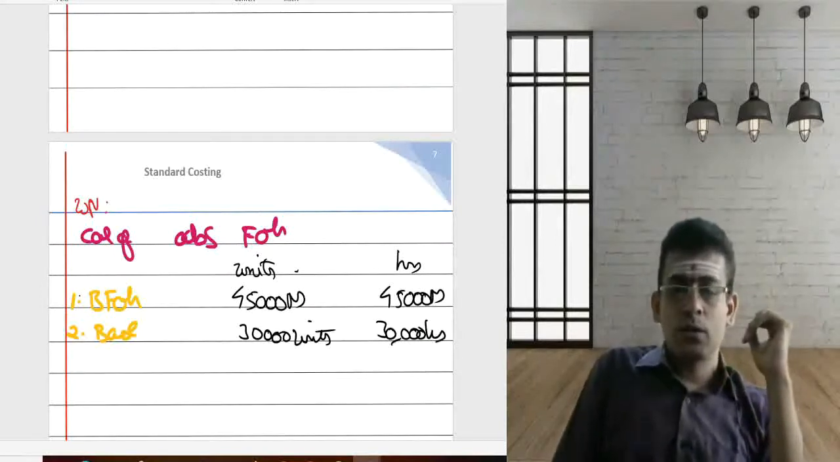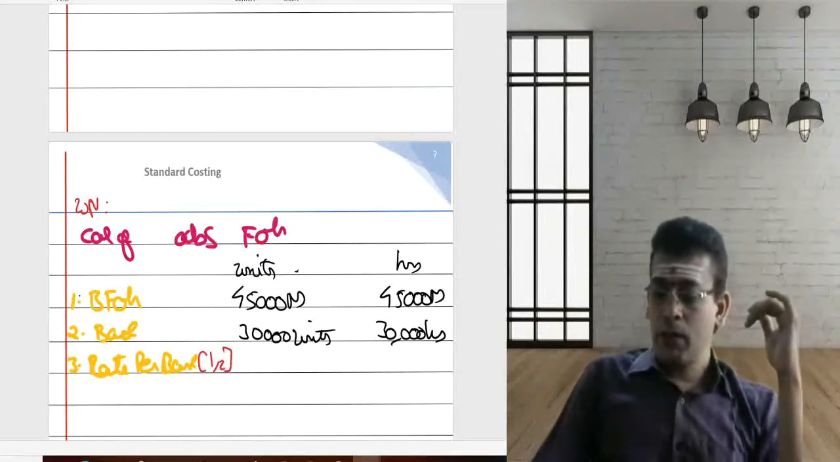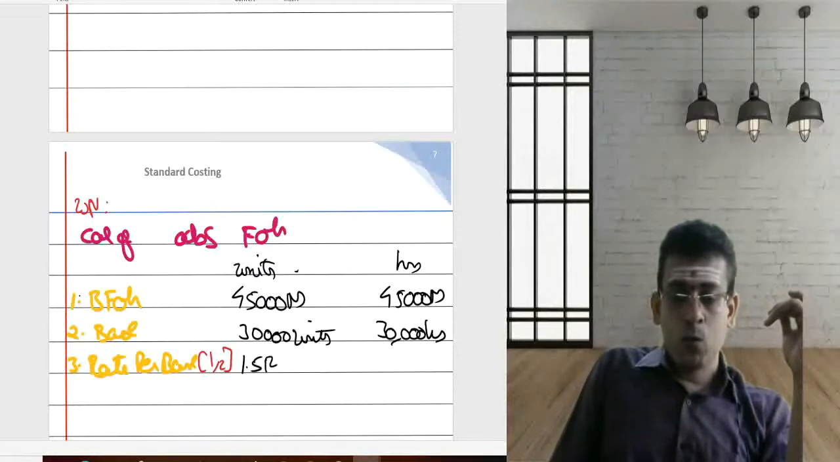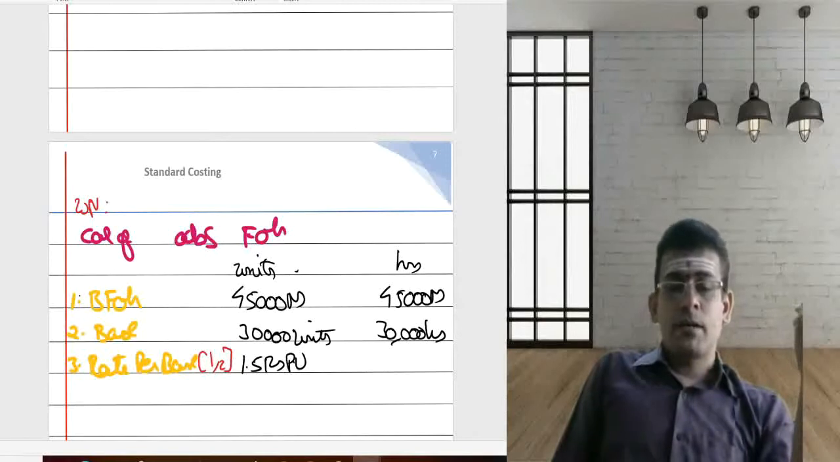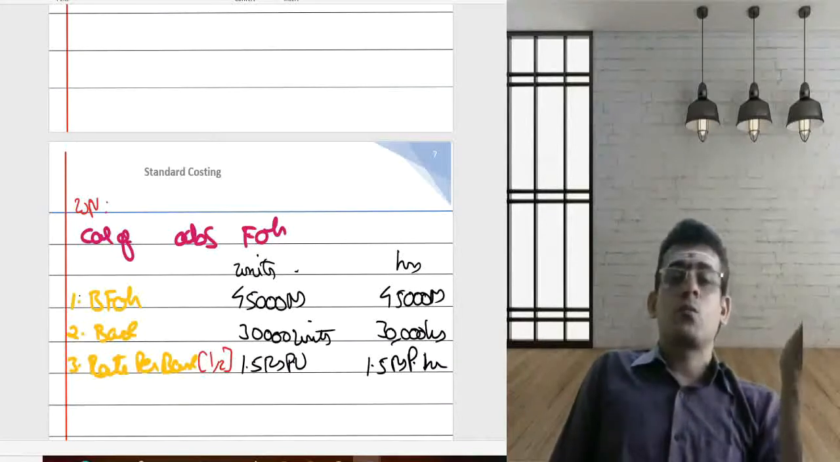Now let us quickly go to the third step. What is the third step? Rate per base. What is the meaning of that? It could be rate per unit or rate per hour. How do you calculate that? Step 1 divided by step 2. That means 45,000 divided by 30,000 units gives you 1.5 rupees per unit. And 45,000 divided by 30,000 hours gives you 1.5 rupees per hour.